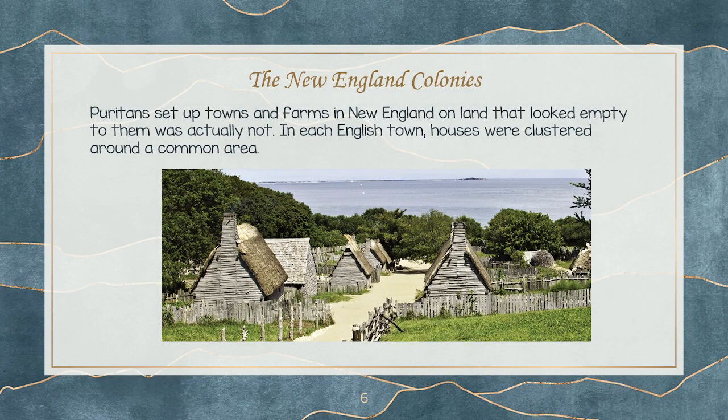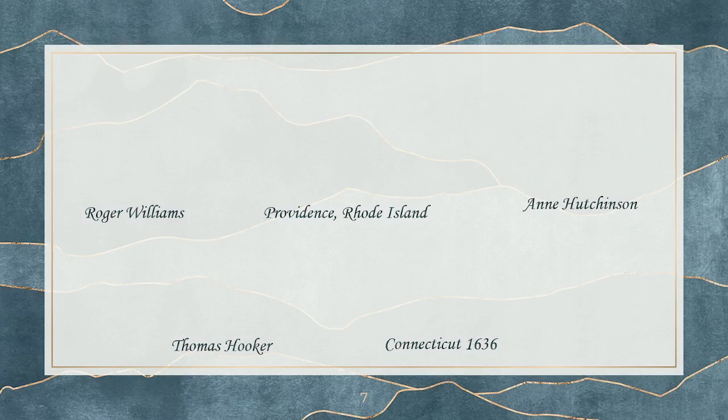A little more info about the New England colonies. Puritans set up towns and farms in New England on land that looked empty to them but was actually not. In each English town, houses were clustered around a common area, as you saw in the image.